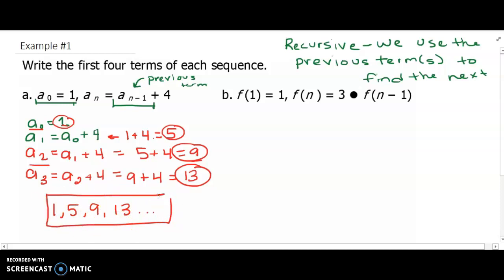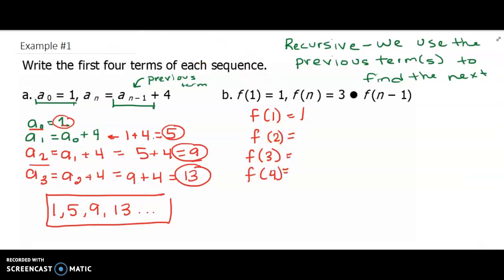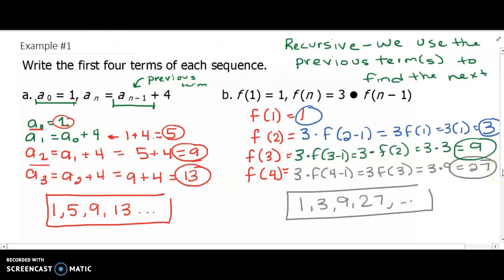So do that. Try to do B on your own. Now this is written a little bit different, but it's the same concept. F of 1 would be a sub 1. We're given f of 1 is 1, so find f of 2, f of 3, and f of 4. That would be the first 4 terms. Go ahead and try that on your own, and then we'll go over it. On part B, you should have gotten 1, 3, 9, 27, and then it just keeps going. Here's all the steps worked out if you didn't get that, to see where you went wrong.